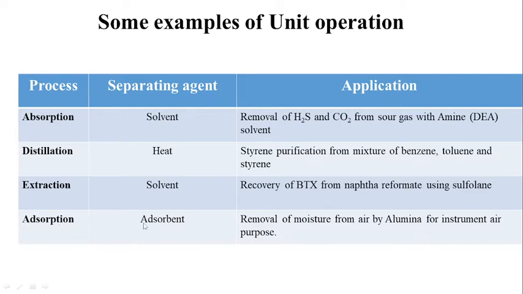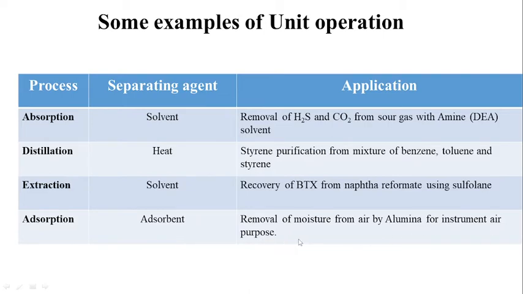Next is adsorption. Adsorption involves the use of adsorbent, which is a solid material. If we need to separate one of the components from a gas mixture, we can contact it with a solid substance called as adsorbent. Removal of moisture from air by alumina for instrument air purpose is an example of adsorption.